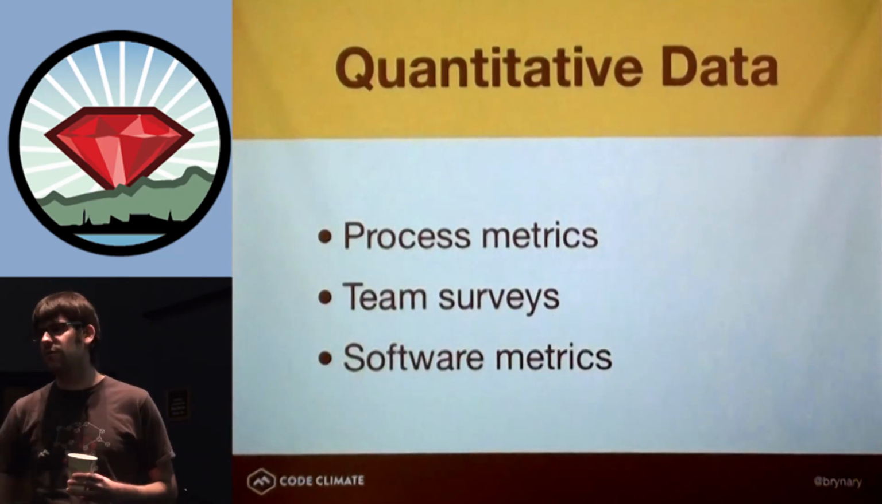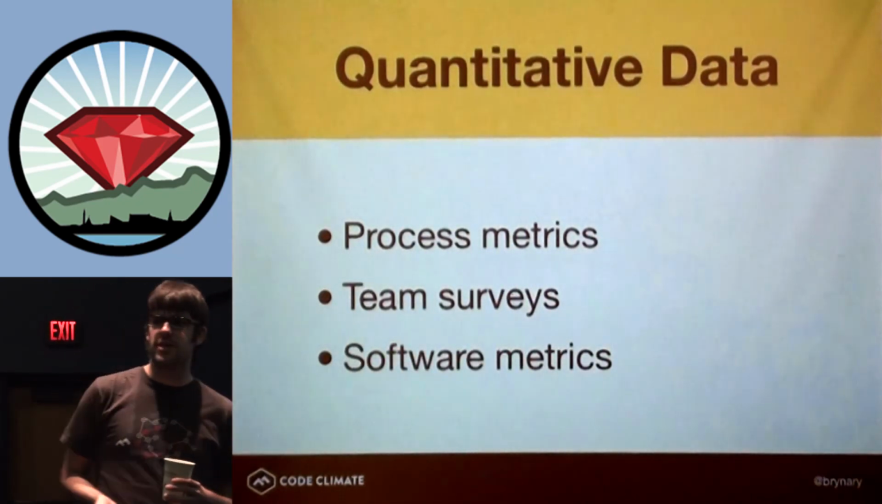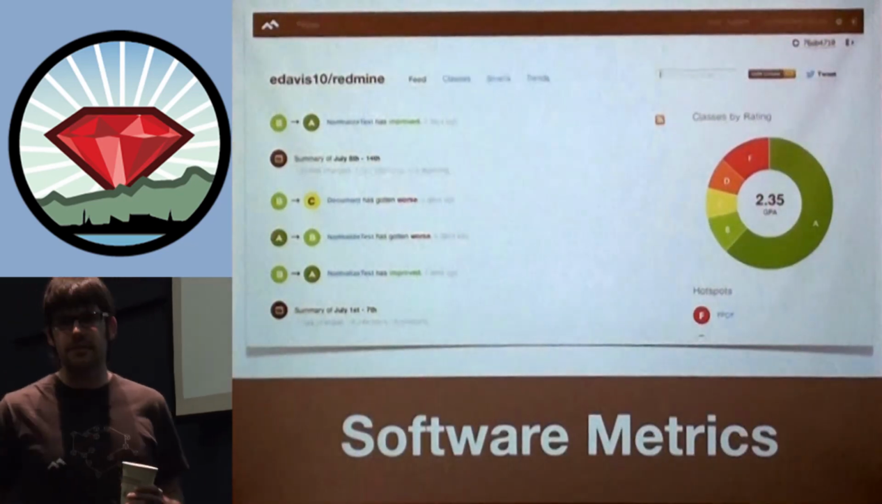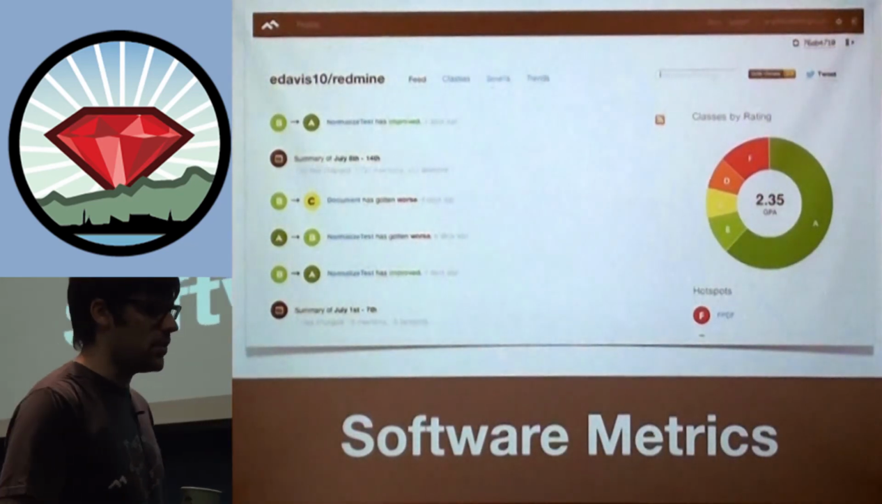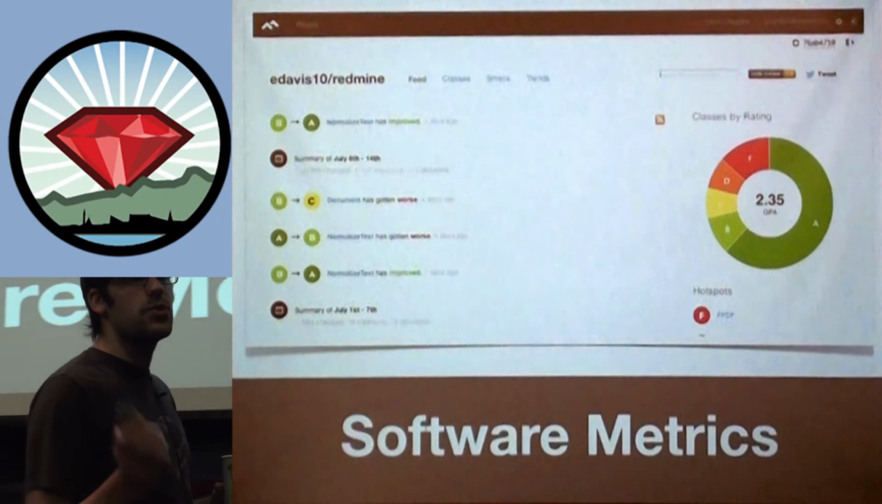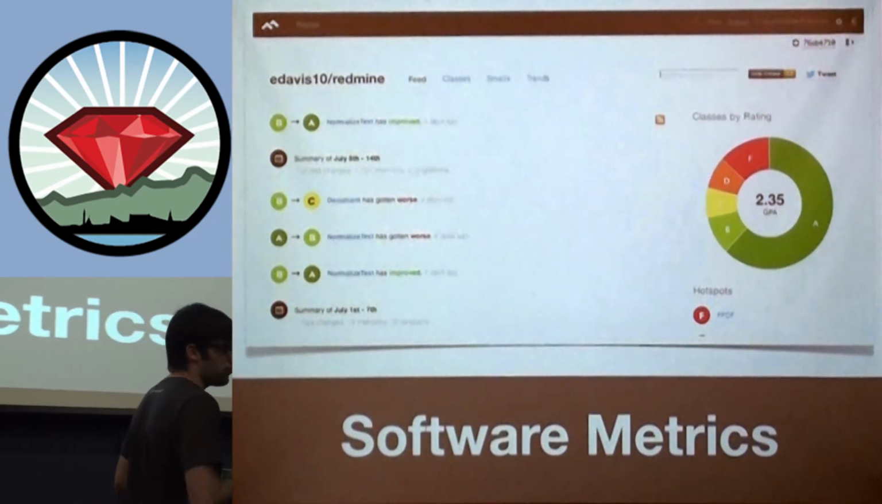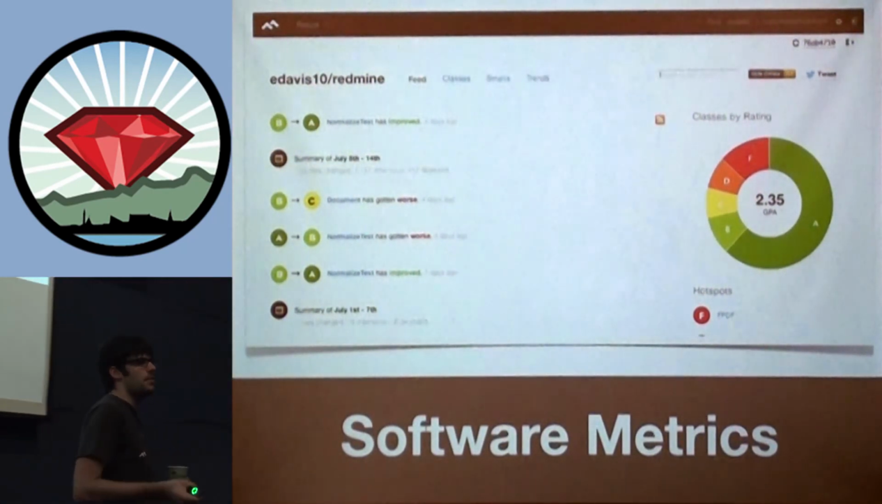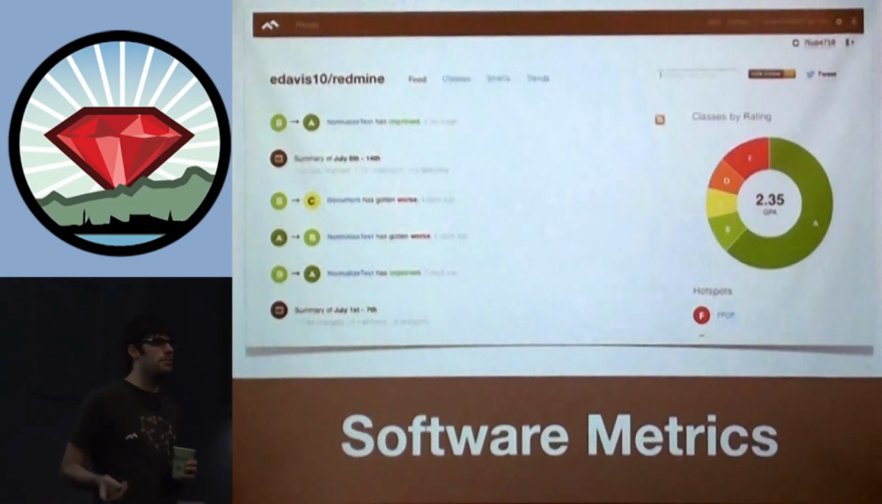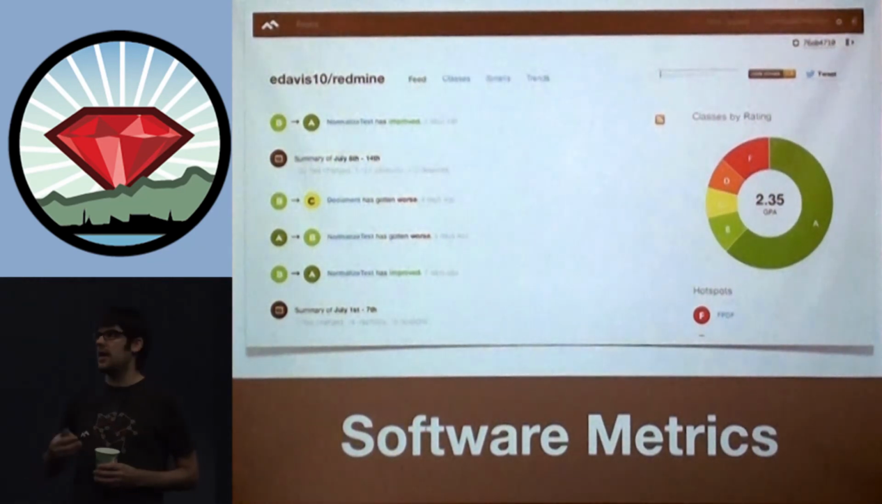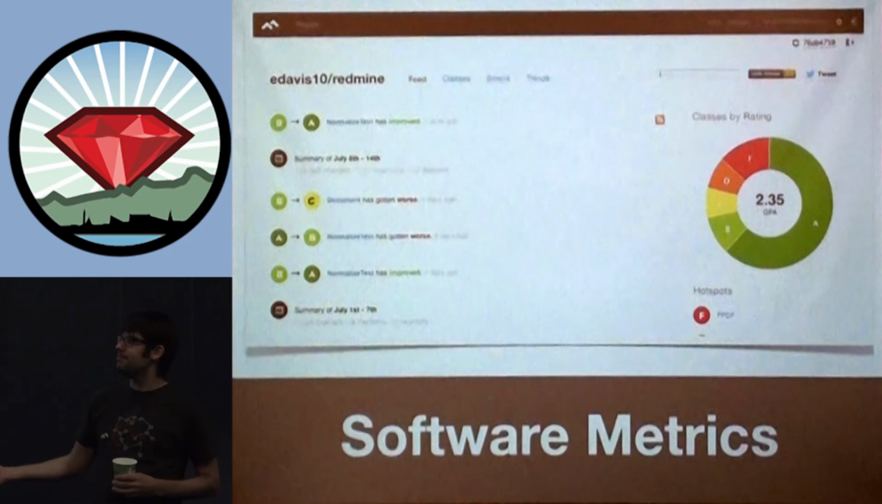And then you can collect software metrics. There's lots of information that your code base can tell you. This is near and dear to my heart because it's what Code Climate does, but there's lots of tools that do this. You can pull information directly out of your code base and figure out things like, how is the quality of the code base trending over time from an analytical standpoint.